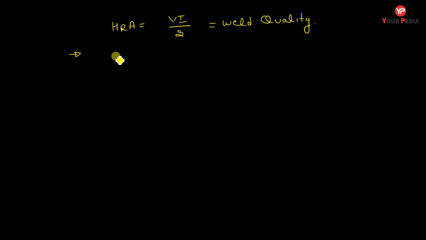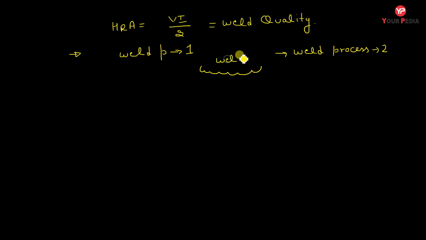Now in a question, if they give two processes, weld process number 1 and weld process 2, and they say that in both the processes the weld quality is the same, okay, so this word is used. What is the meaning of this? That heat supplied per unit length is the same. If heat supplied per unit length is the same, then the melting rate is also the same and the quality of weld is also going to be the same.